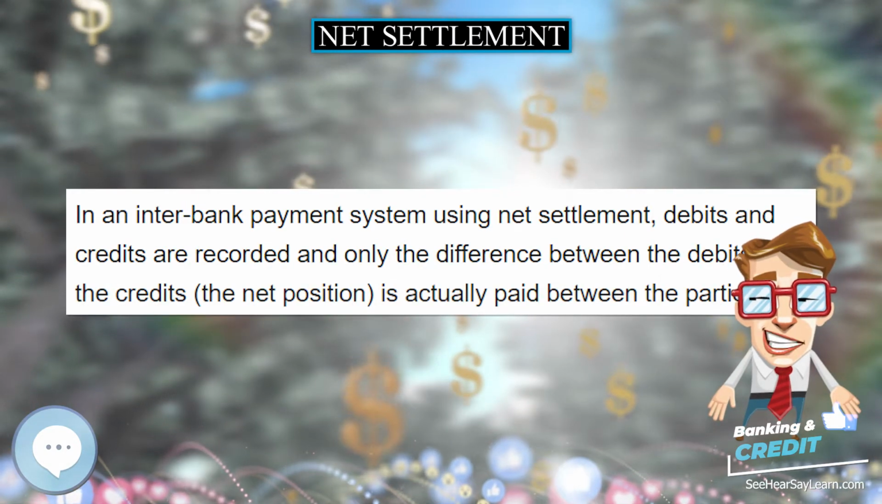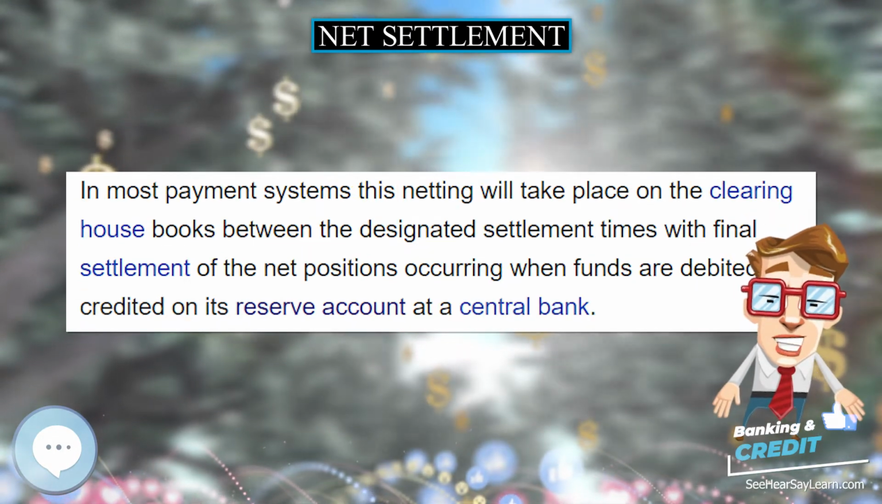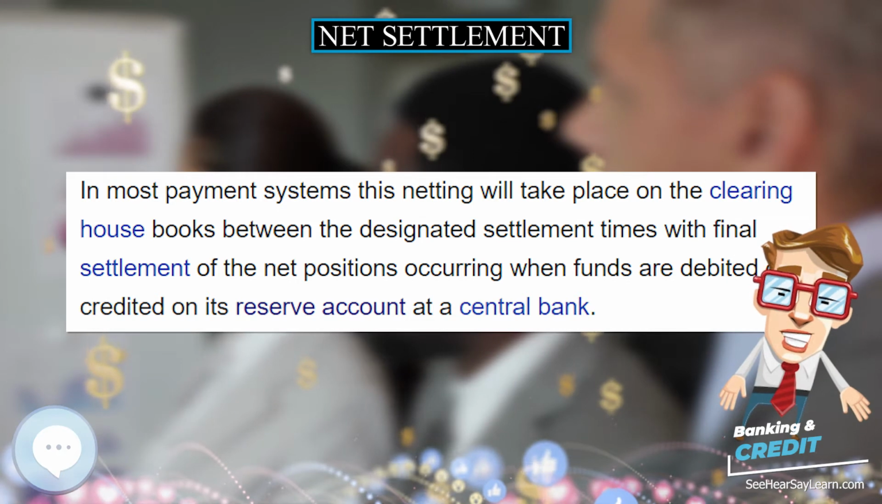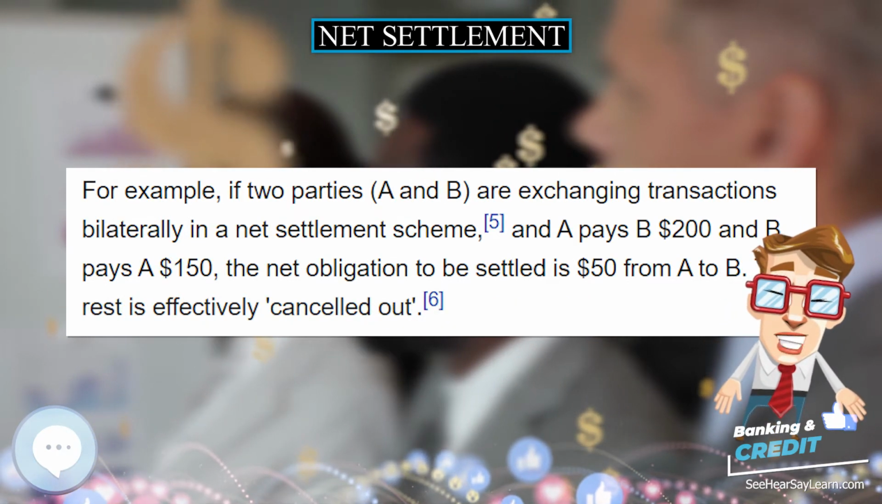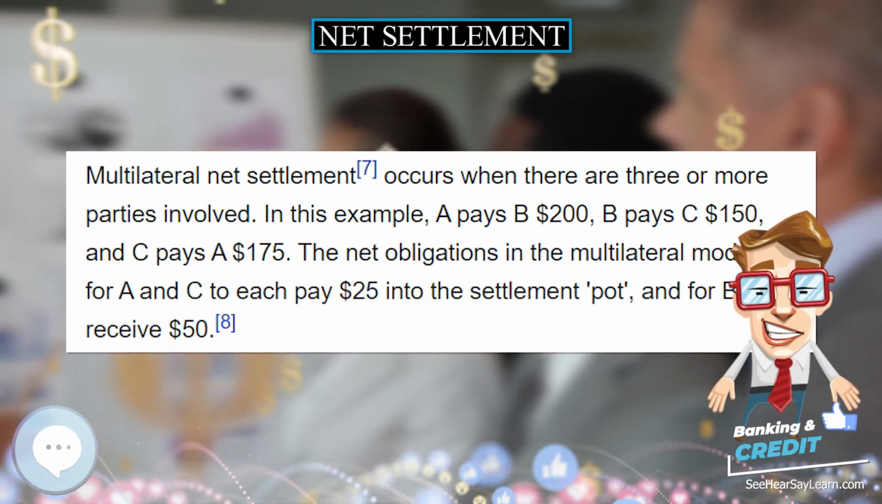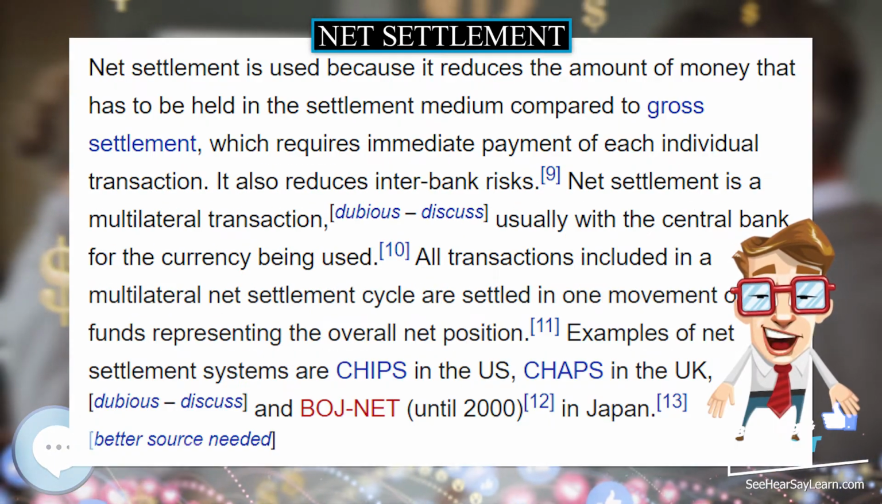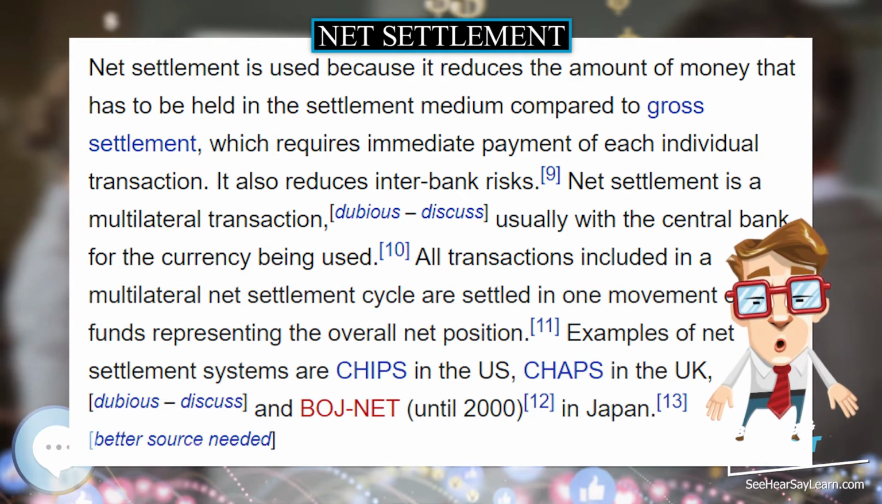Net settlement is a multilateral transaction, usually with the central bank for the currency being used. All transactions included in a multilateral net settlement cycle are settled in one movement of funds representing the overall net position. Examples of net settlement systems are CHIPS in the US, CHAPS in the UK, and BAJNet, until 2000, in Japan.